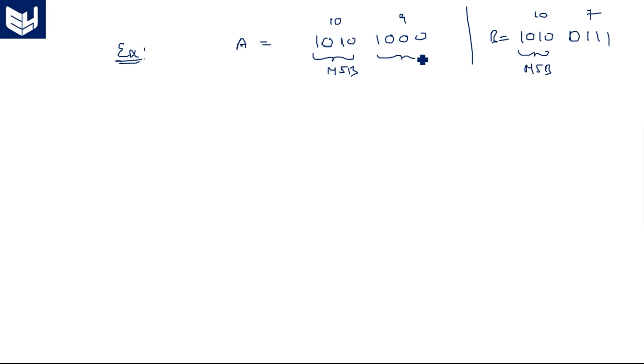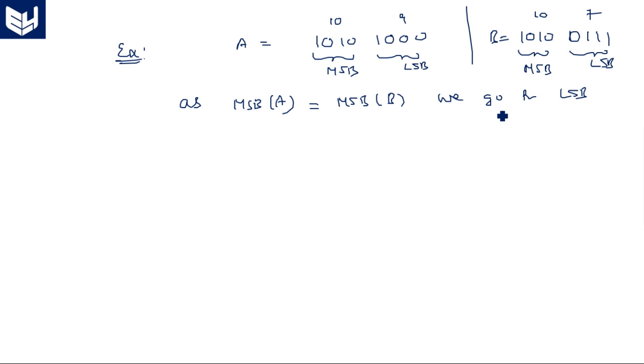Okay, see here. Now coming to LSB. So as MSB of A is equal to MSB of B, we should go for LSB comparison. So LSB of A is 9 and LSB of B is 7. So which is greater? LSB of A is greater than LSB of B. So overall we can say A is greater than B.